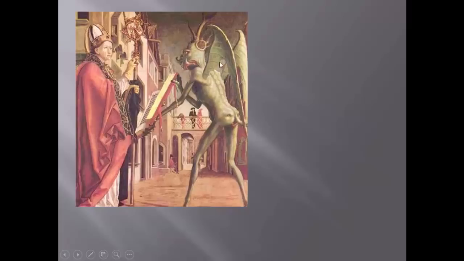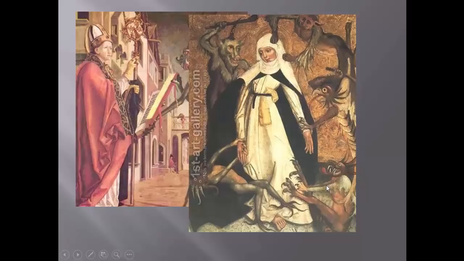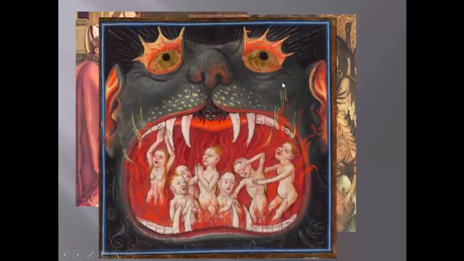So here we have some elementary ideas wrapped up in folk images. Here we have the demon. This is an example of the shadow, the demons plaguing the Christian mystic saint. We have the creature of hell chewing up and consuming. This is the shadow archetype consuming the ego.